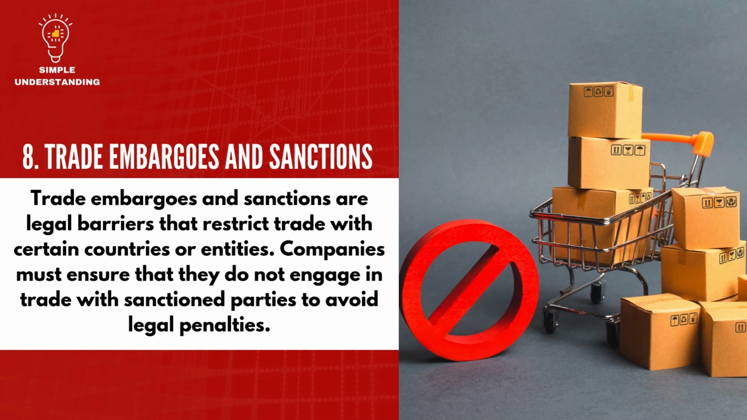8. Trade embargoes and sanctions. Explanation. Trade embargoes and sanctions are legal barriers that restrict trade with certain countries or entities. Companies must ensure that they do not engage in trade with sanctioned parties to avoid legal penalties.